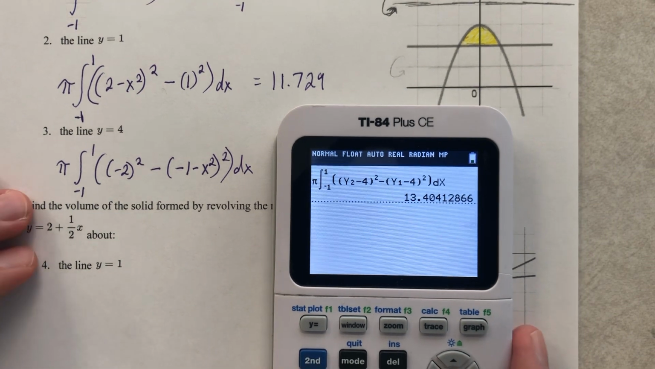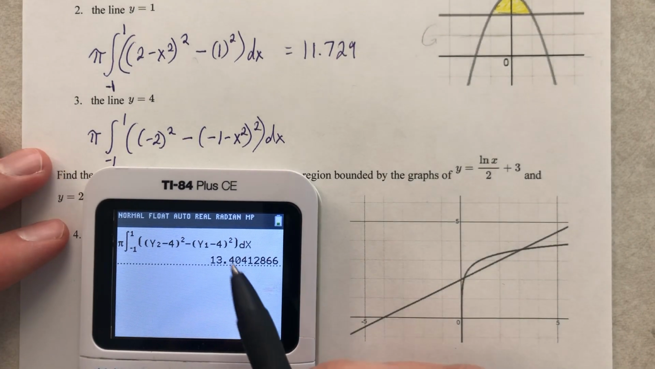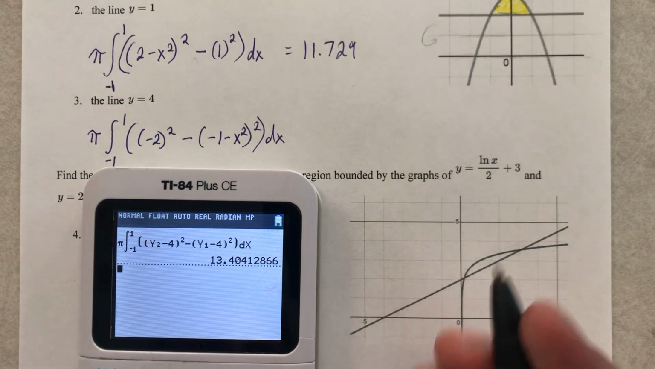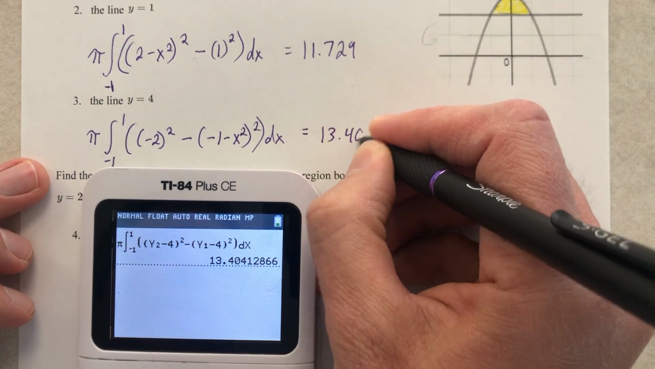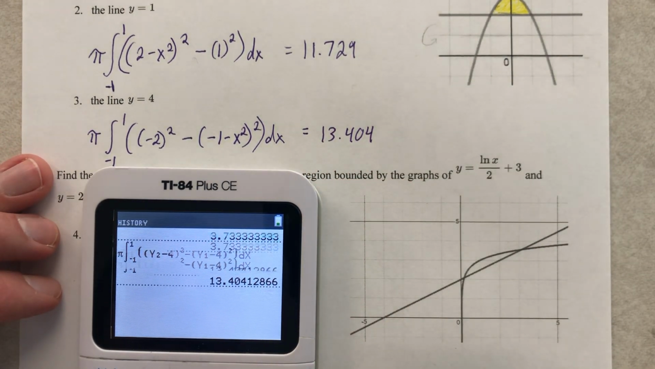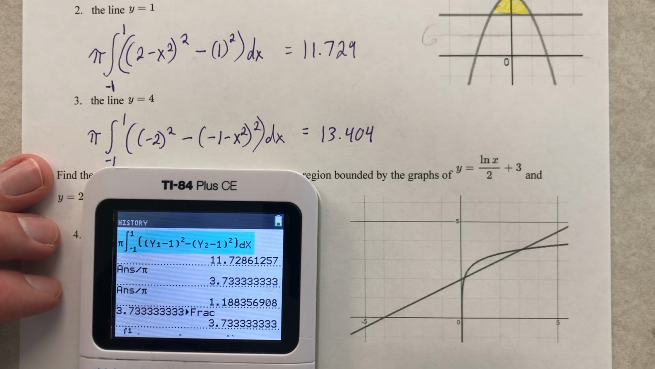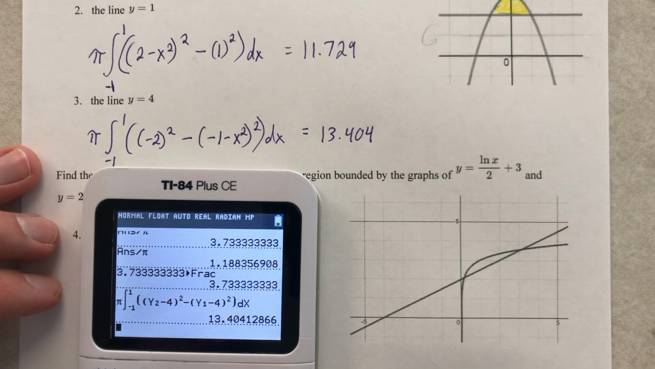And I'm double checking. Yeah, and again, other people explain it differently. They'll do 4 minus y or 4 minus y2. Same thing. It works the same. 13.404. There we go. Just scrolling to make sure I didn't make typos. Yep, no typos there. All right, we're good. Hope so.